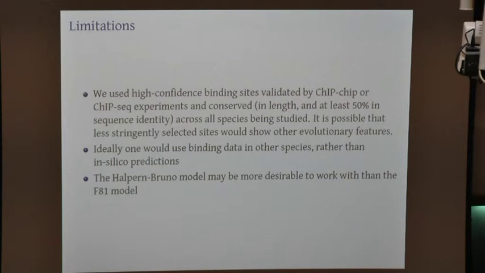At this point, I would say that this is a nice tool to look at the effect of compensatory mutations, as well as to look at selective pressures on individual nucleotides within binding sites, which is an interesting question from the evolutionary point of view. Ideally, what we have done at this point is use ChIP-seq experiments in human or in Saccharomyces cerevisiae or whatever, and then used conservation and multiple alignments to predict sites in other species. Ideally, you would have actual binding data in other species, and of course, using a better model like Bruno might be eventually more desirable.